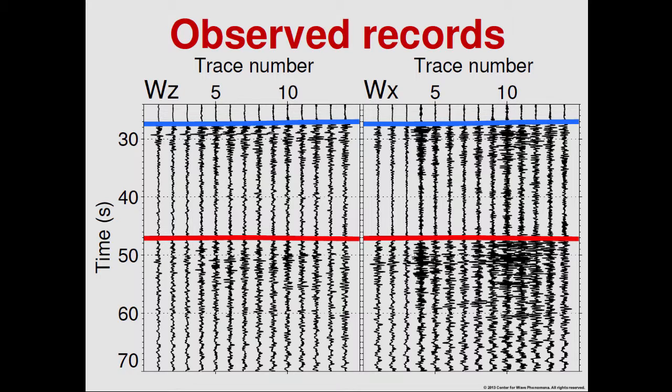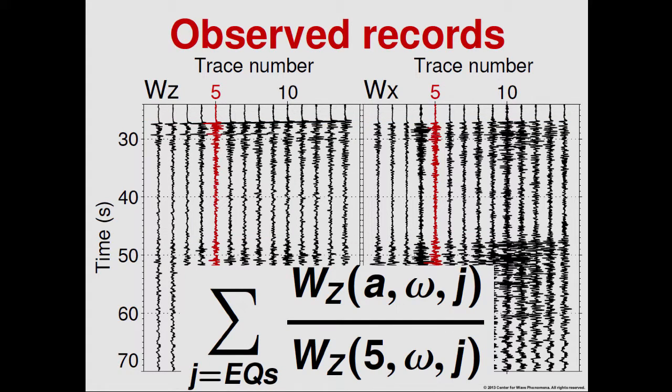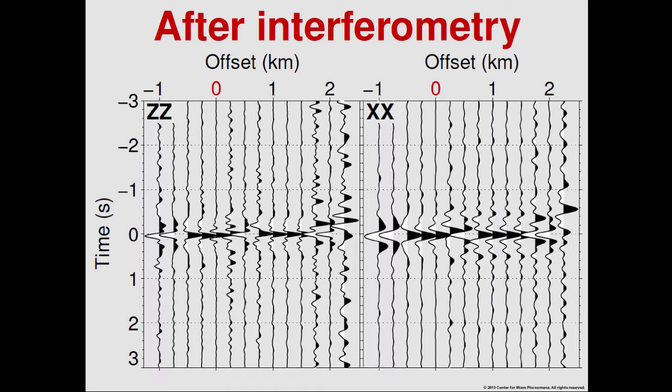First, we use the entire record for seismic interferometry. We choose one trace, receiver number 5, as a reference receiver, and we compute deconvolution between the entire record at each receiver and the record at trace number 5. This expression is in the frequency domain. After computing deconvolution, we average deconvolved wave fields over all earthquakes in that cluster. After applying seismic interferometry, we obtain these wave fields.